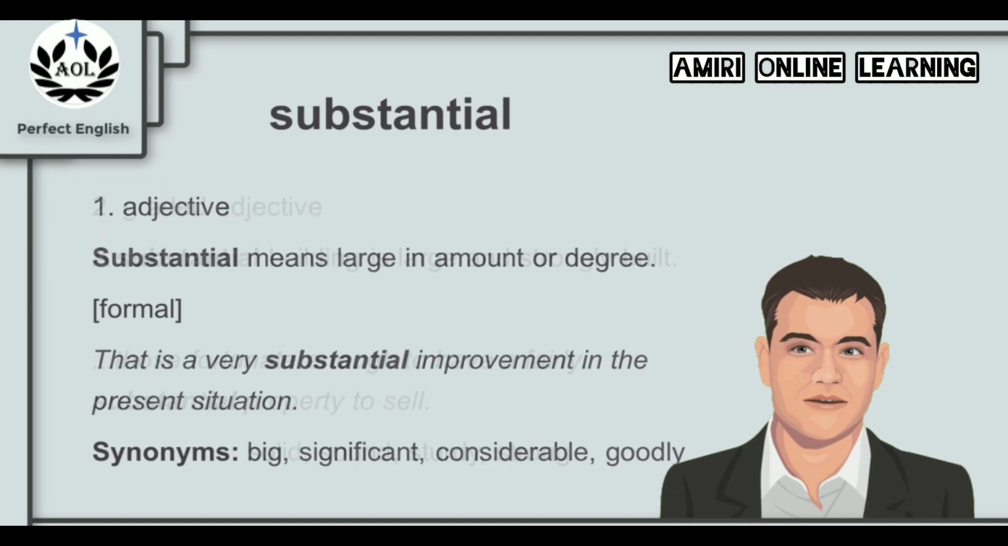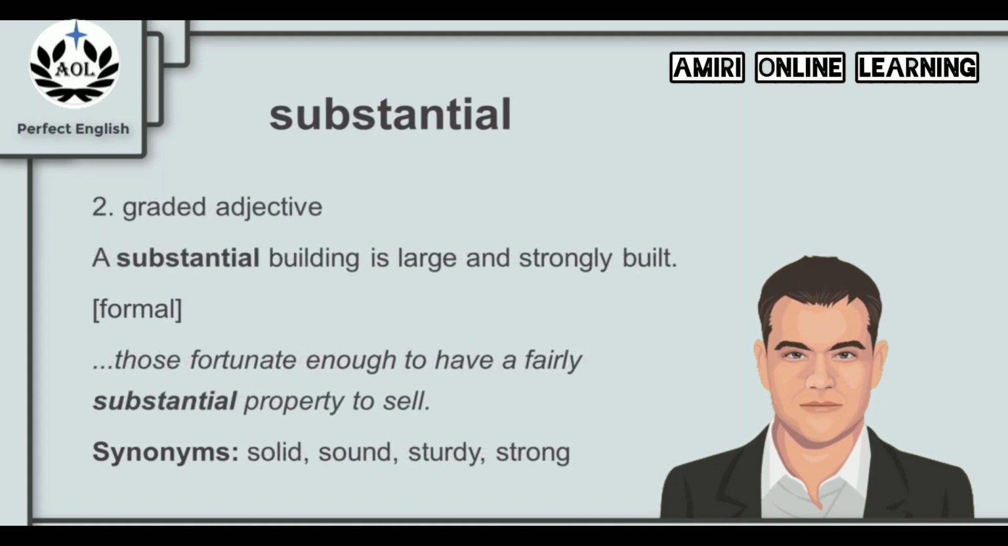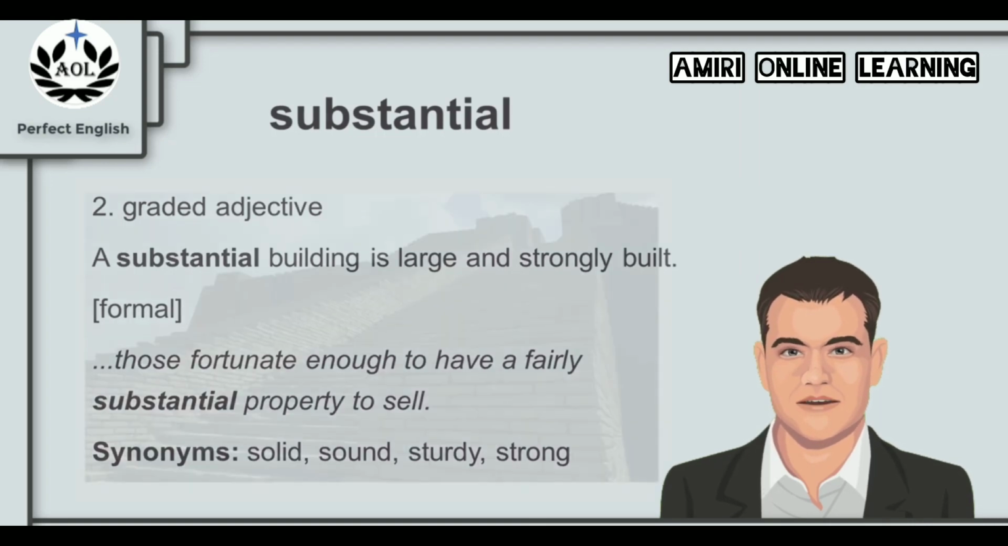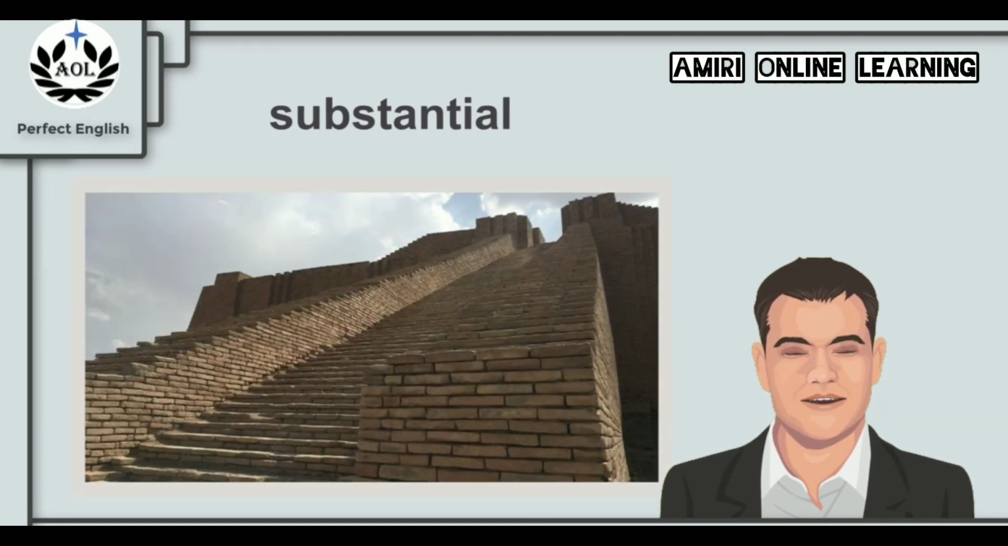Now, substantial can also be used in a different context. A substantial building is large and strongly built, just like the one we saw in the picture. For example, those fortunate enough to have a fairly substantial property to sell. And synonyms for substantial in this context are the words solid, sound, sturdy, and strong. So the next time you remember the picture of this big structure, remember the word substantial and what it means.